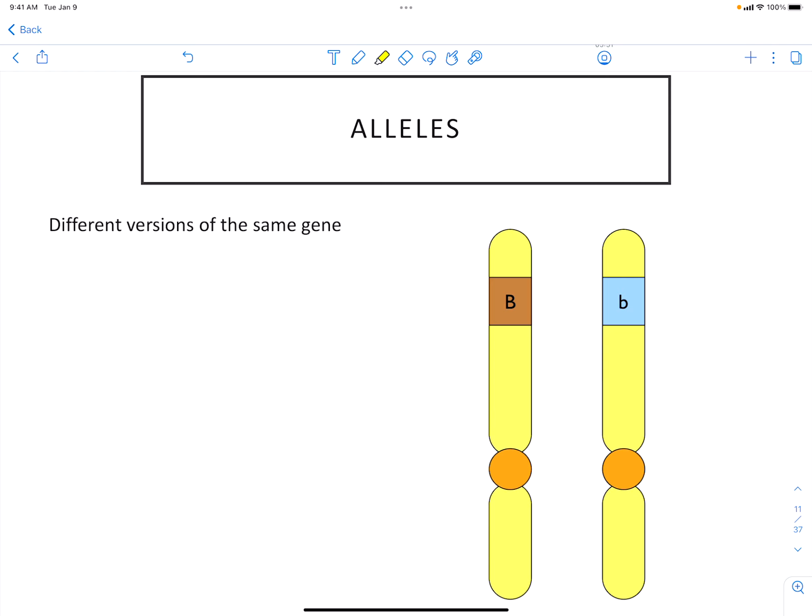So here we have alleles. Alleles are going to be genes, and they are going to be different versions of the same genes. Here you see we have an allele that has a big B, and in the same location on the second chromosome, we have an allele of the same gene, but it has a little b. This is for eye color. The big B stands for brown and the little b stands for blue.